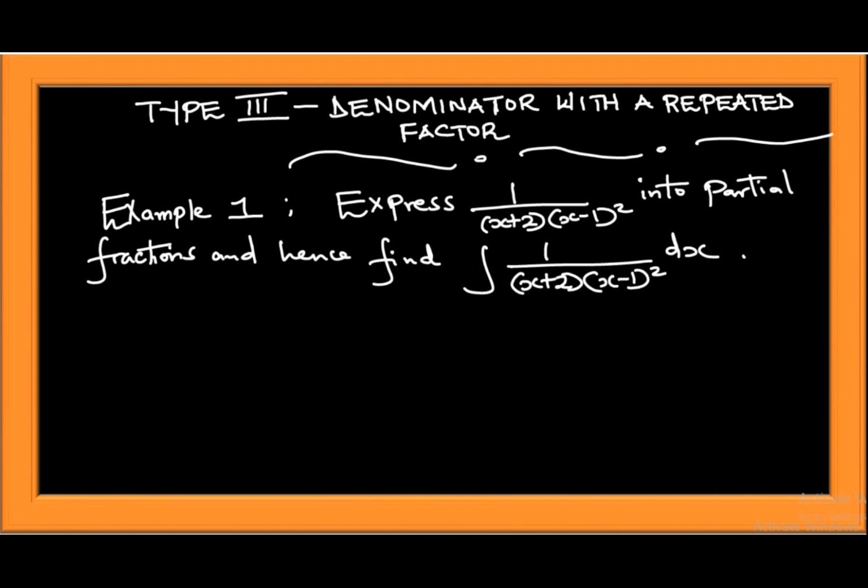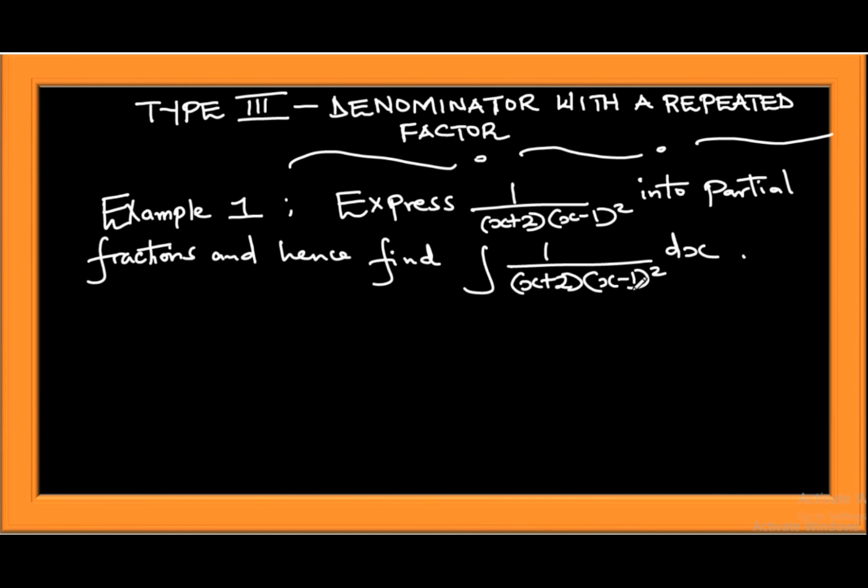It is still your tutor Peter Ikaja, and today I welcome you with type 3 of partial fractions, where we have a denominator with a repeated factor. Now, when we talk about a repeated factor in this case, it is a factor that repeats itself at least more than one time. I am going to specifically begin with this example that you can see here. It says express 1 over x plus 2 into x minus 1 squared into partial fractions, and hence find the integral of the same function.